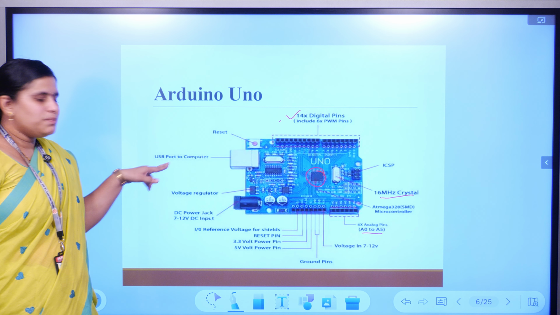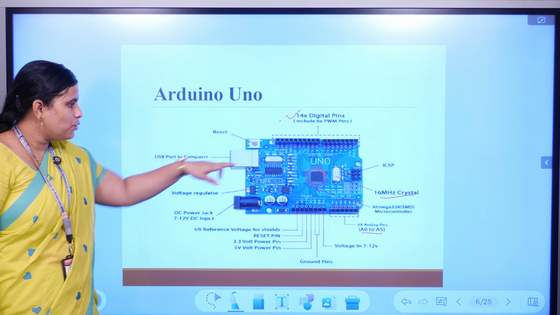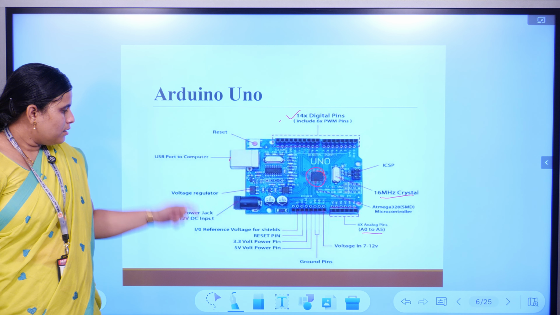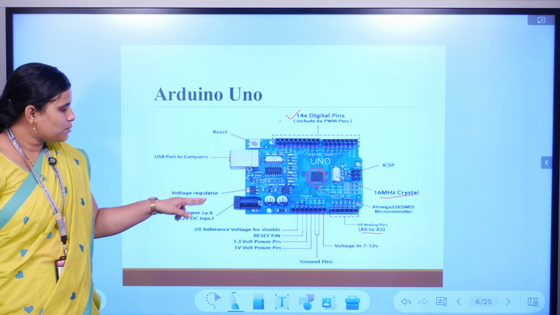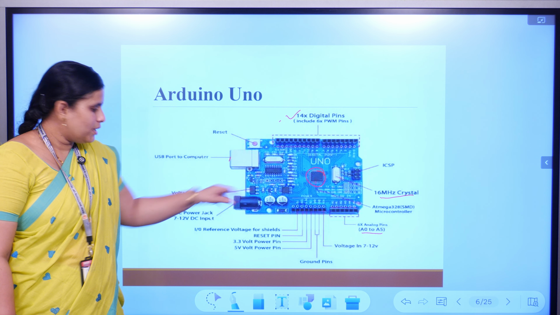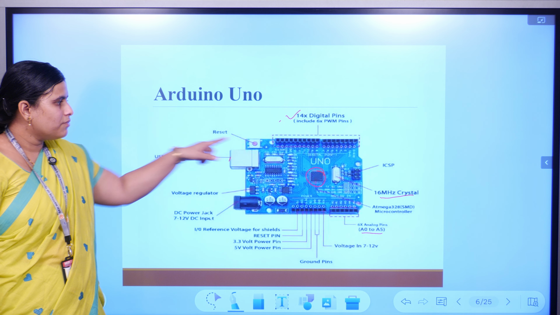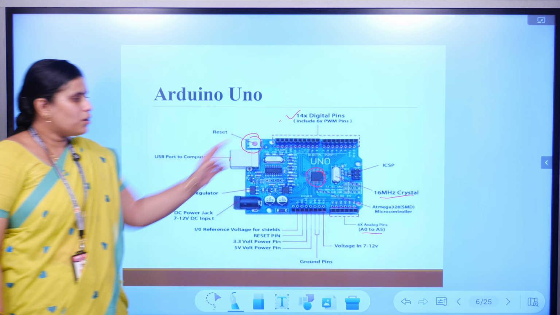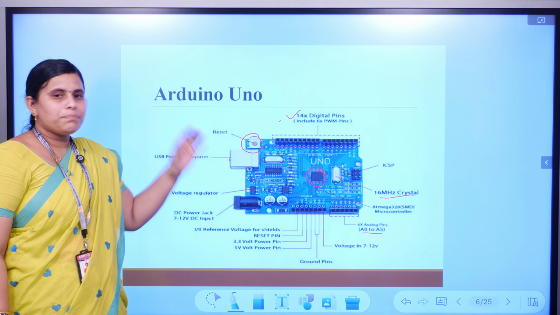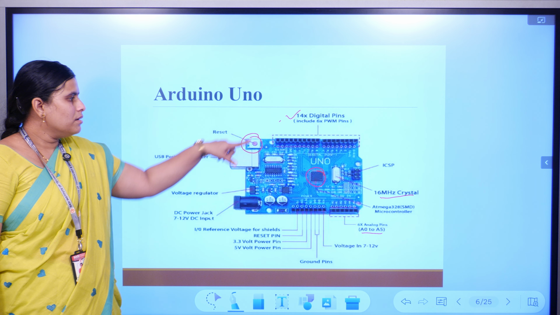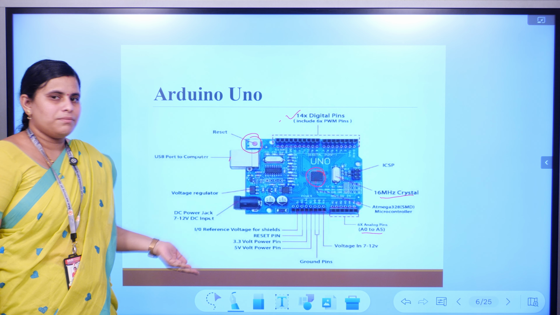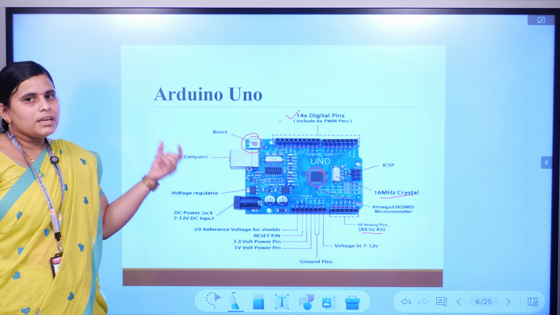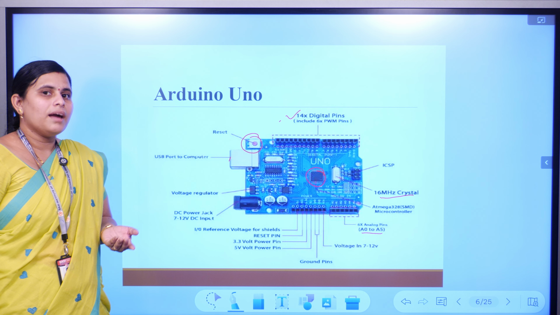And coming to the USB port to the computer, this is a USB port. In this USB port, we can directly connect to the computer, and here we have the voltage regulator. This voltage regulator can regulate the voltage, and finally the reset pin. Based on the particular task, we can perform the Arduino Uno function. Finally, after completing the task, we can reset the board, and further we can implement another task.